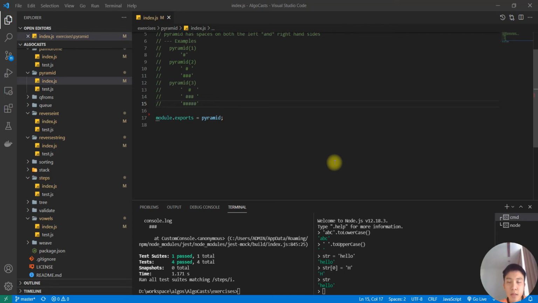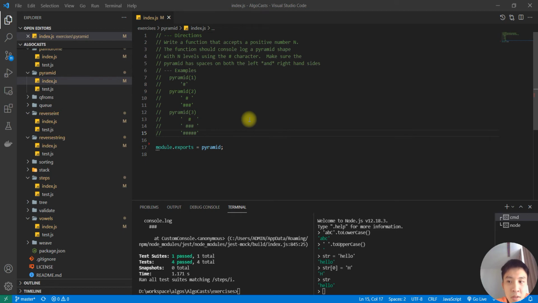Hello guys, in this video I'm going to show you how to solve pyramid problems. Write a function that accepts a positive number, and the function should console log a pyramid shape with n levels using the hash character. Make sure the pyramid has spaces on both the left and the right hand sides.